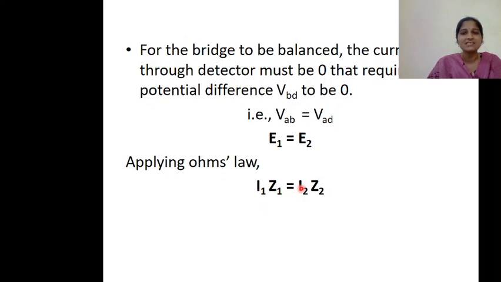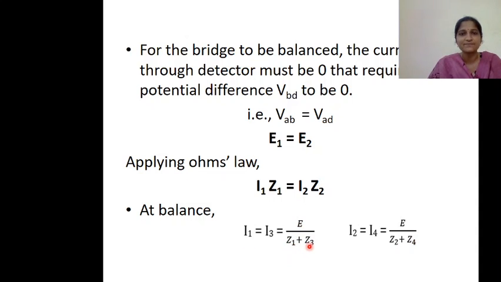I1 into Z1 is equal to I2 into Z2. At balance, I1 Z1 is equal to I2 Z2, and as I told you, I1 should be equal to I3 and I2 should be equal to I4. So I1 is equal to I3, and current is nothing but voltage divided by resistance. Here the total voltage is E, and the complete impedance of that branch is Z1 plus Z3. Similarly, I2 is equal to I4 is equal to E divided by Z2 plus Z4.